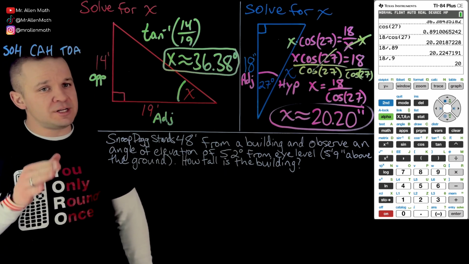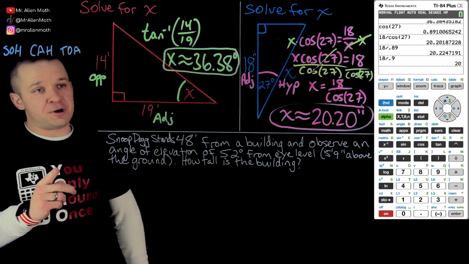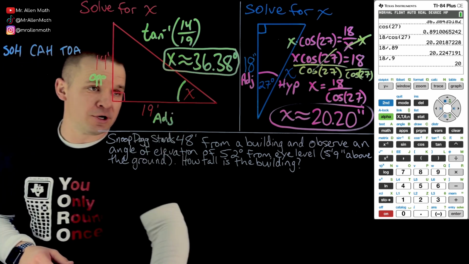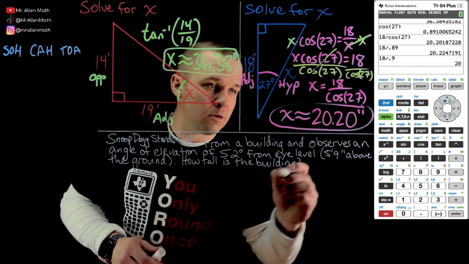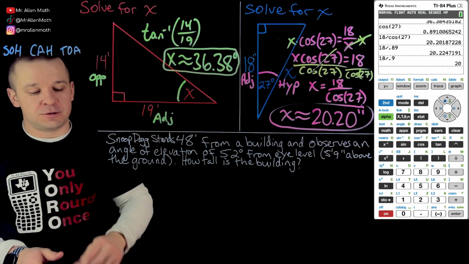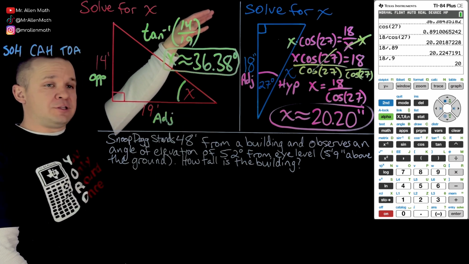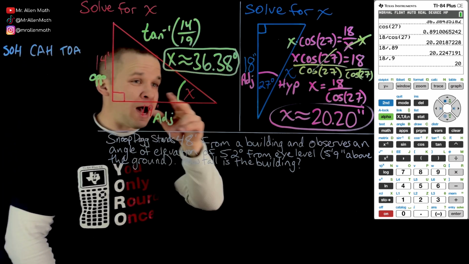We got Snoop D-O-double-G. Stands 48 feet from a building and observes, should be plural, and observes an angle of elevation of 52 degrees. Okay, so he's standing there, and he's looking up at the top of the building, 52 degrees up. And that's from eye level, right?